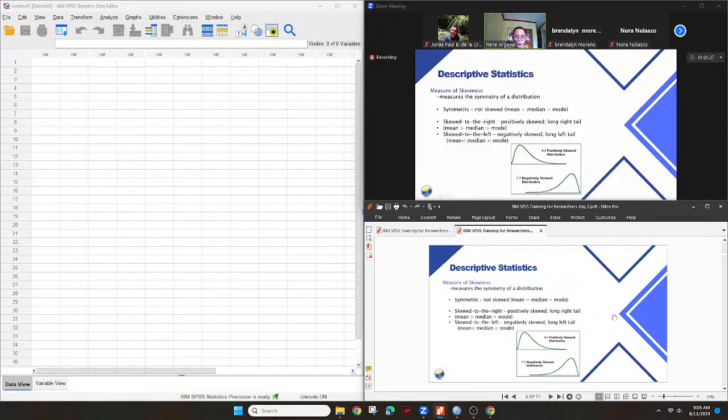While if you draw the curve negatively skewed, it means that the tail is going to the left, and of course this is the mode, again followed by the median and the mean here. So you notice that the mode is to the right. It means that the mode is greater. You understand?